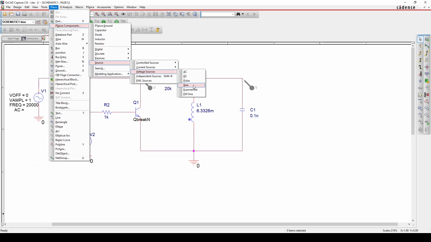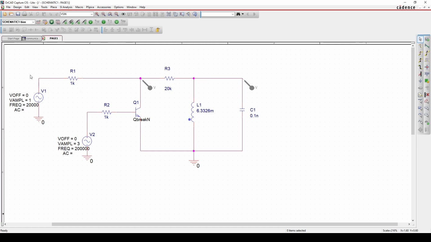The two sources I used are both sine waves. The first sine wave I set to 20 kHz and an amplitude of 1. This one's going to act as the message signal. The second sine wave has a frequency of 200 kHz and an amplitude of 3.